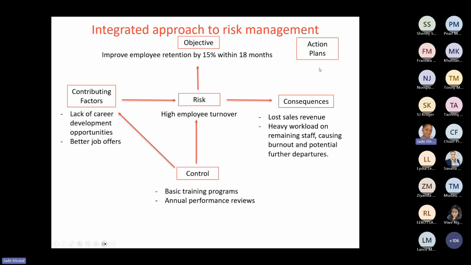We finally have action plans, and action plans can be linked to any item in your BarnOwl register, depending on where a task or plan of action needs to be carried out. So you could link your action plan to your objective, to your risk, to your contributing factors, to your controls, to your consequences. And your action plan example could be to schedule regular interviews to determine training interests.